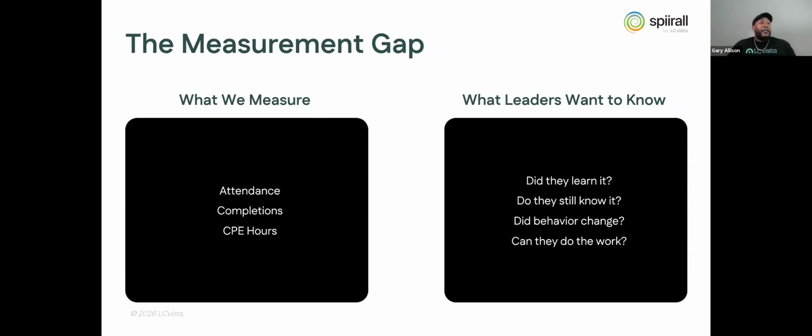So, as mentioned, most of us are able to track attendance, completions, CPE hours, but more now than ever, leaders are asking, but did they learn it? Do they still know it? Did their behavior change? And can they do the work? And so the distance or the difference between what we're measuring and the questions we're being asked is what represents the gap. And that's where the Prove It framework really comes into play.